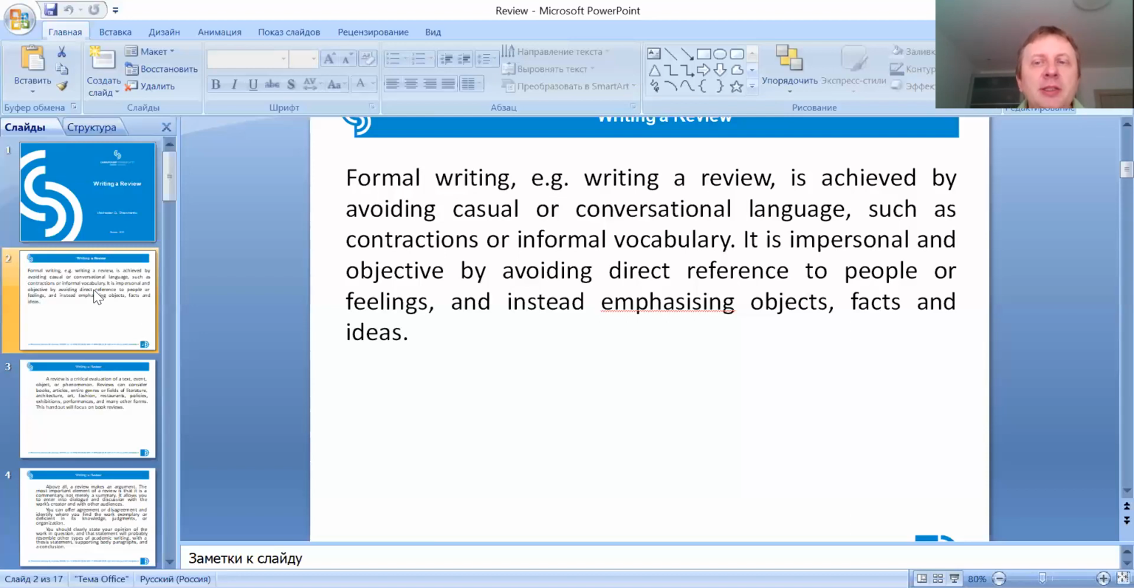So how can this impersonal and objective writing be achieved? It is achieved by avoiding direct reference to people and feelings, and instead you emphasize objects, facts, and ideas. So you don't express your emotions towards a person; you just emphasize some object, some fact. Okay.